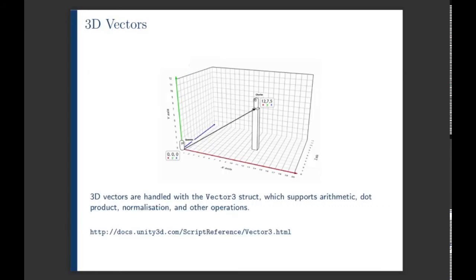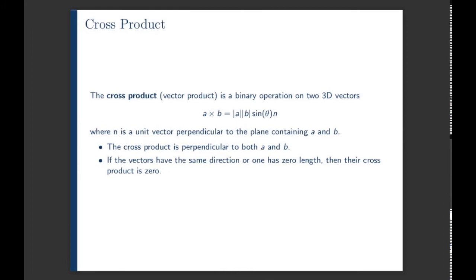Up to this point, we've only considered 2D vectors, but these ideas generalize to 3D quite straightforwardly in Unity. So we have the Vector3 struct, and that supports the same kind of operations we've seen so far: arithmetic operations like addition and subtraction, dot product and normalization. Something that you get in 3D which you don't get in 2D is the idea of a cross product.